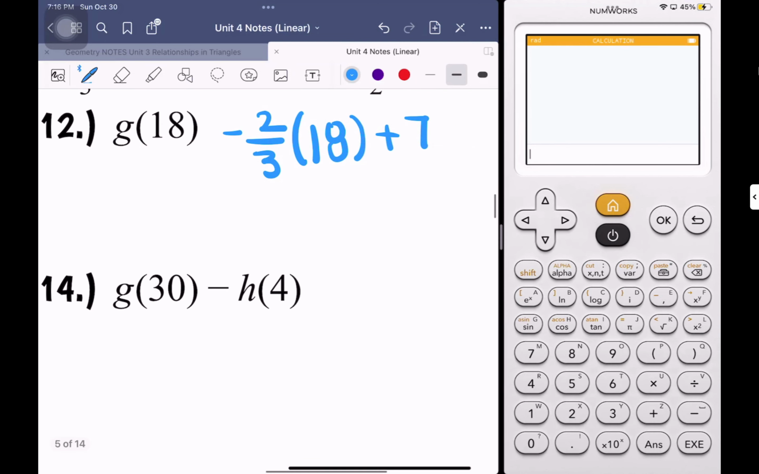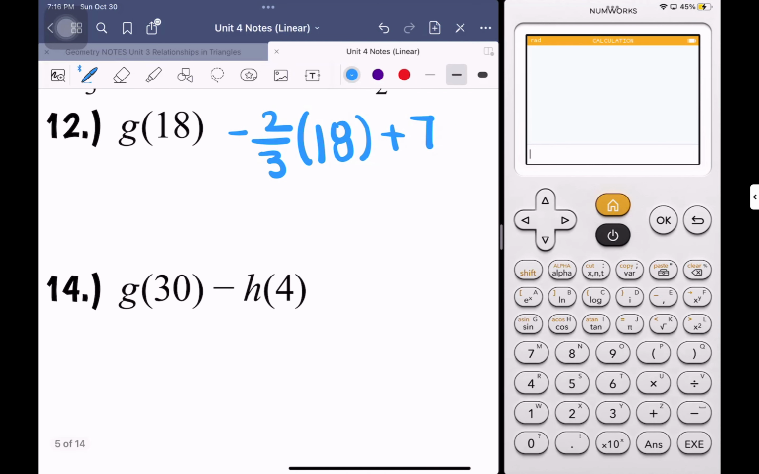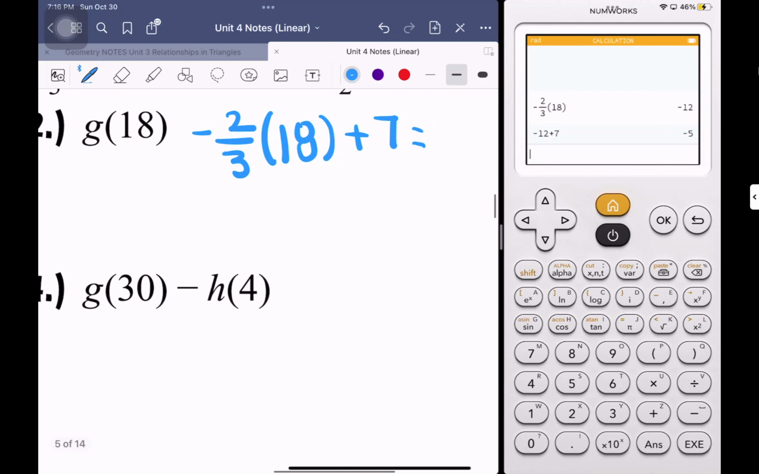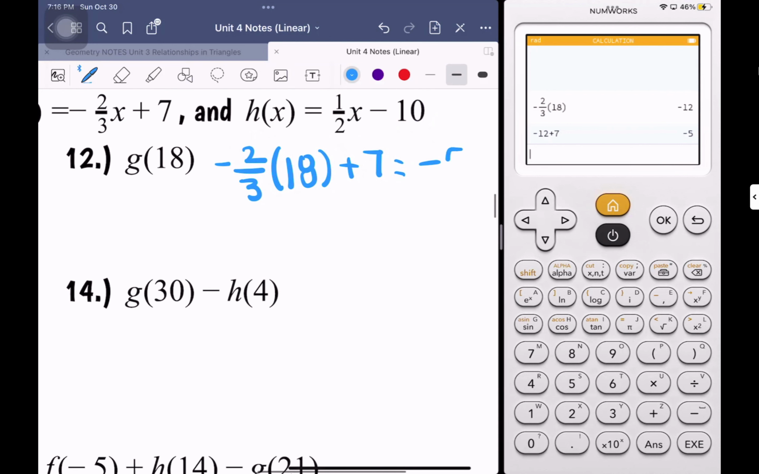Okay. So in your calculator, this is what you're going to write. You're going to do -2/3 times 18. That gets us -12. -12 plus 7. This whole function ends up being -5.